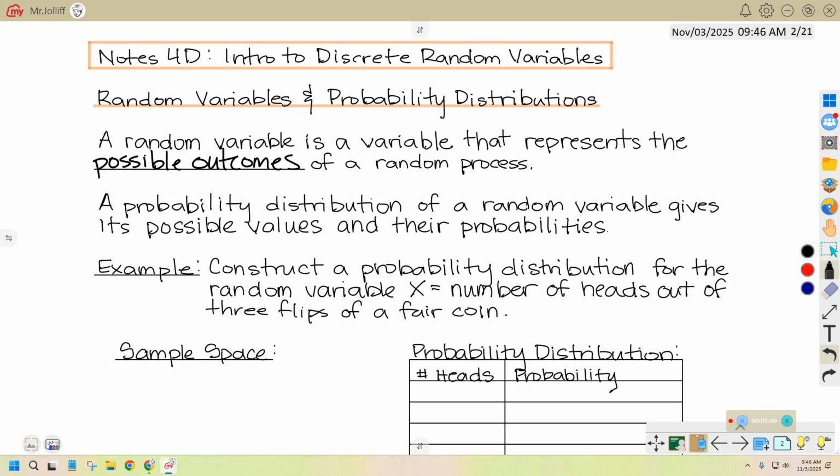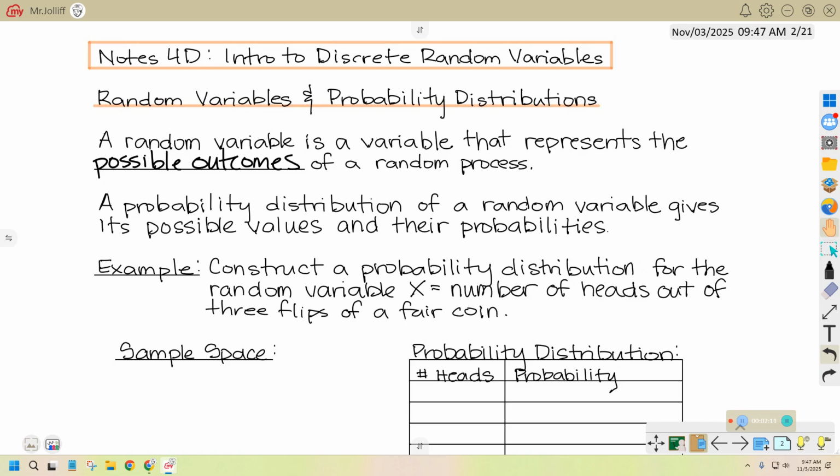Try that again. Construct a probability distribution for the random variable X, where X represents the number of heads out of 3 flips of a fair coin. So in order to build a probability distribution, first I have to know what my sample space looks like. I need to identify all of my possible outcomes. And then I need to group them according to that random variable, which is number of heads.